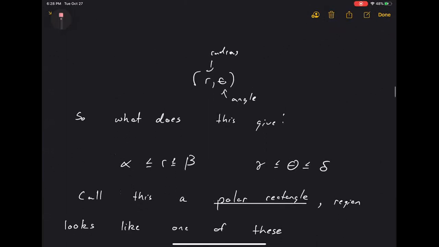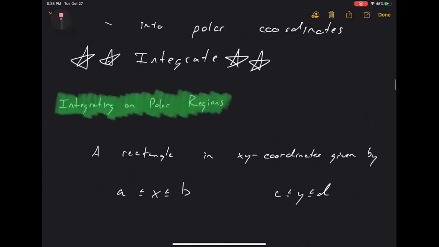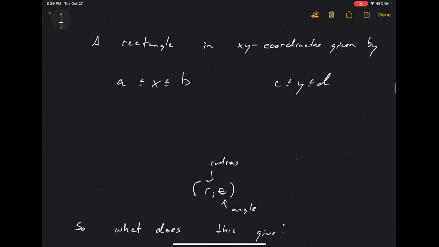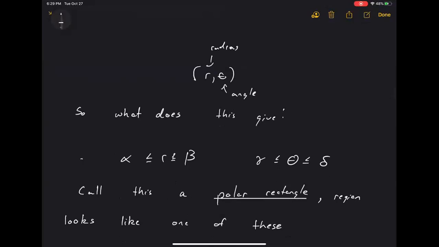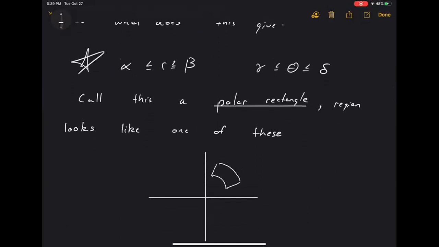Well, we're going to call it a polar rectangle. It's not really going to be rectangular looking, but just because we call this thing a rectangle in Cartesian coordinates, we're going to call a region like this a polar rectangle. Now, what would it actually look like? It's actually going to be kind of a chunk of a circle.